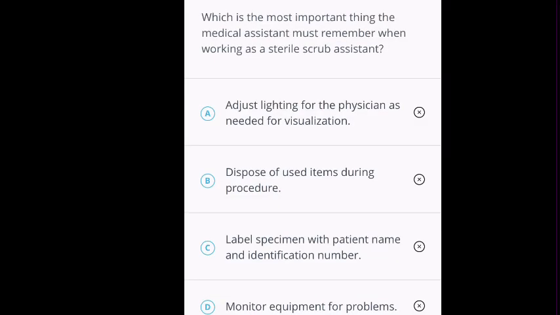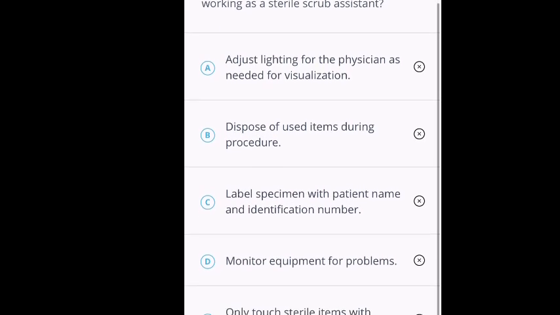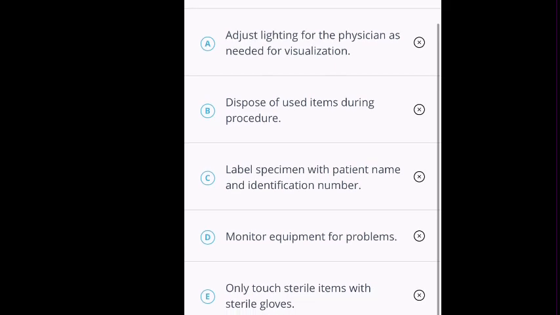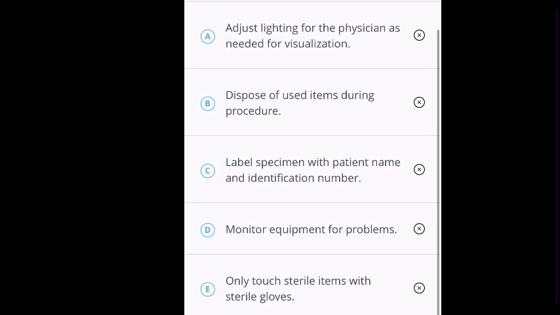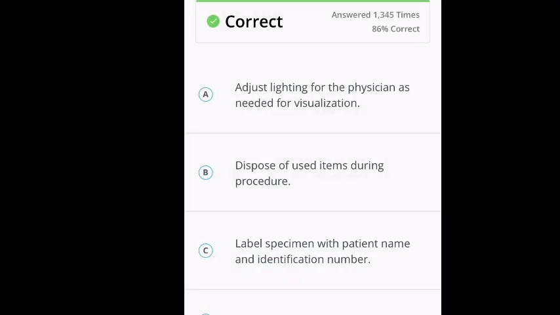Which is most important for the medical assistant to remember when working as a sterile scrub assistant? Adjust the lighting for the physician as needed for visualization, dispose of used items during the procedure, label the specimen with the patient's name and identification number, monitor equipment for problems, only touch sterile items with sterile gloves. The correct answer is only touch sterile items with sterile gloves.